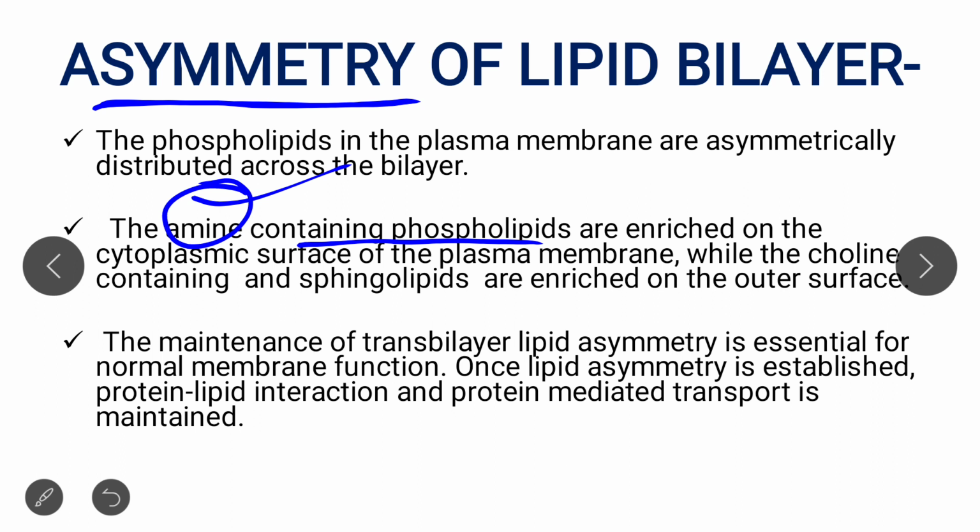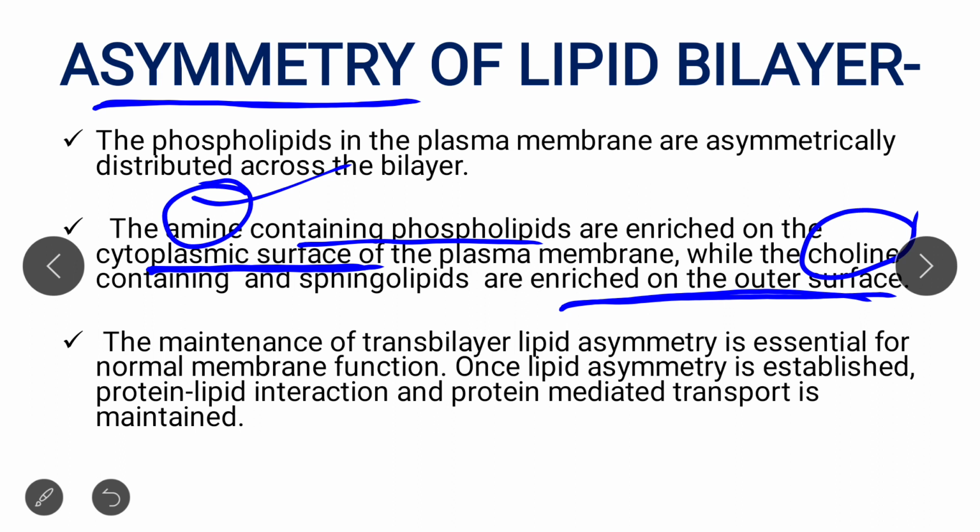Phosphatidylethanolamine and phosphatidylserine are amine-containing phospholipids, and they are present on the cytoplasmic surface. Remember this one. While the choline-containing phospholipids, what are they? That is phosphatidylcholine and sphingomyelin, and the choline-containing phospholipids are present on the outer surface of the plasma membrane.